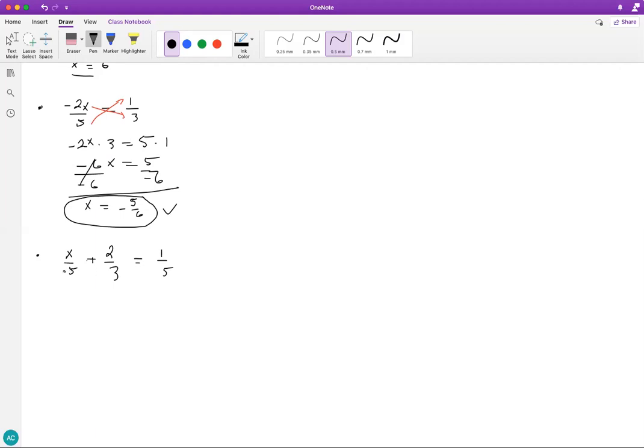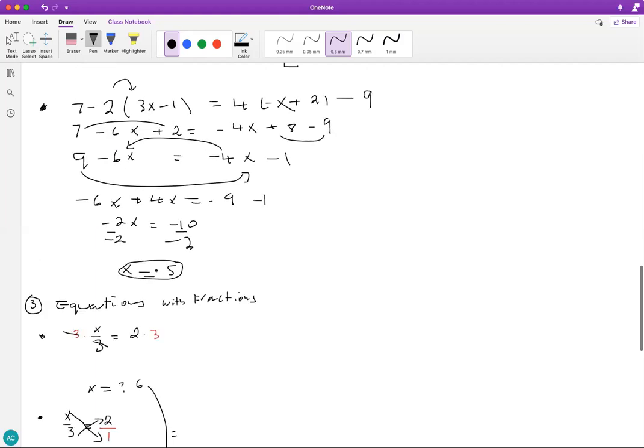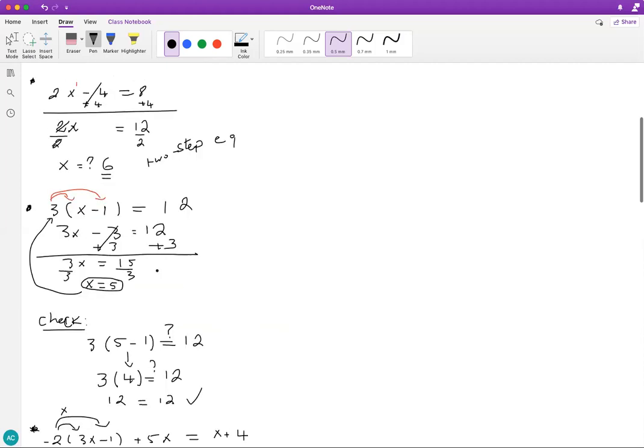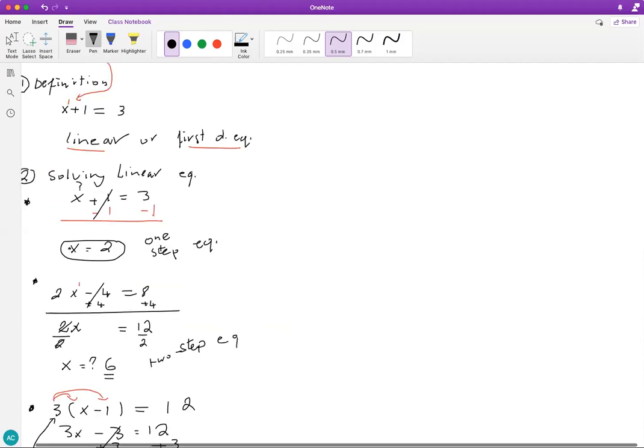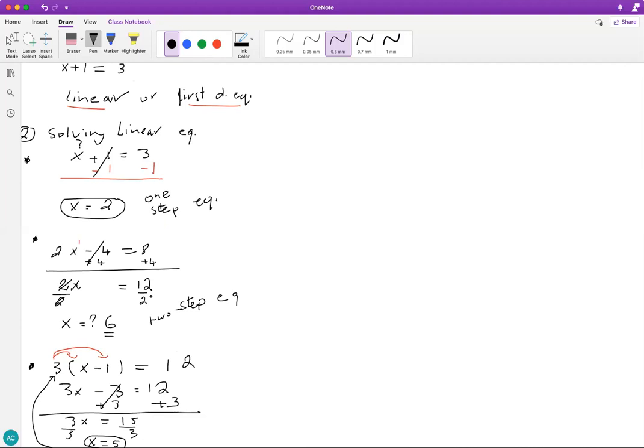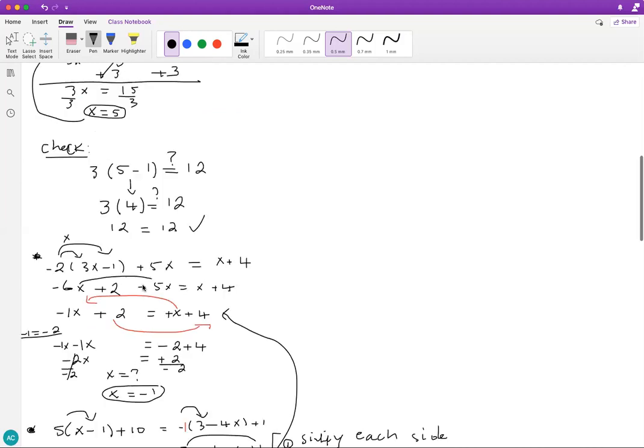Okay, so we want to cancel all these fractions. It's an equation, so we're not trying to add all these. Instead, we want to get rid of all these fractions. And once we get rid of all the fractions, the equation will be something like this, and then we solve it the same way.